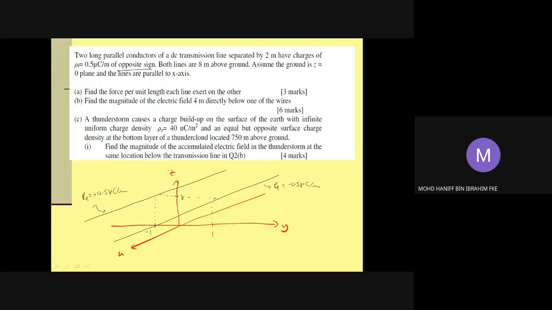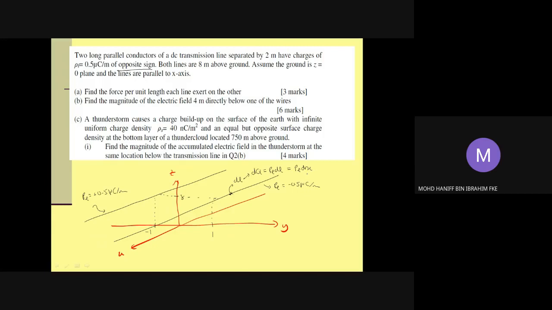In that case, let us assume that we want to find the force at this particular point on the negative rho L charge distribution. We assume that this is a portion of the line, dl, and from what we learned previously, this dl carries a charge dq, where dq equals rho L dl. Since the charge is parallel to the x-axis, dl is simply dx, so dq is rho L dx.